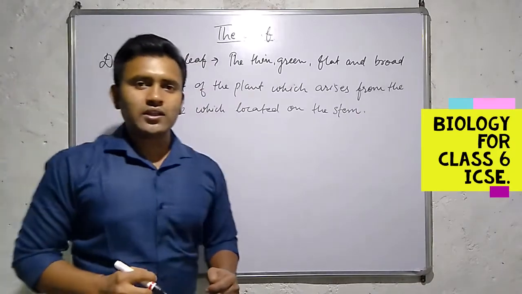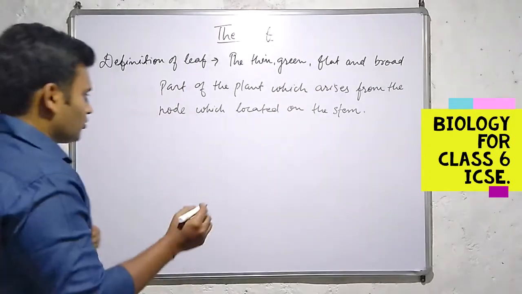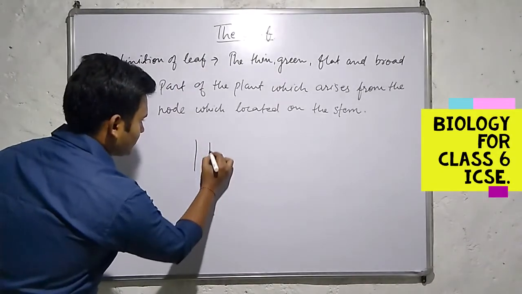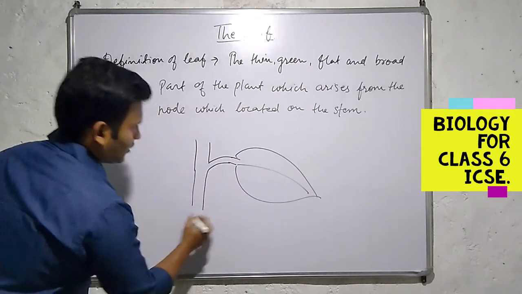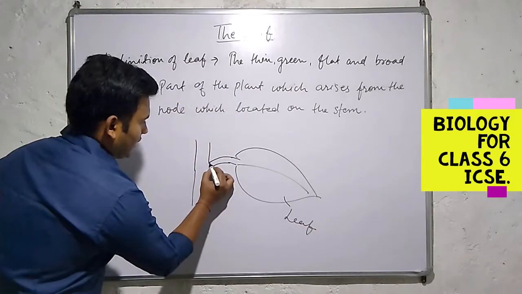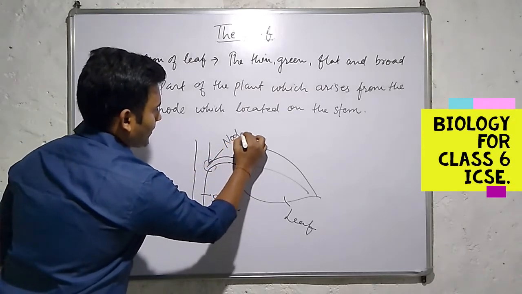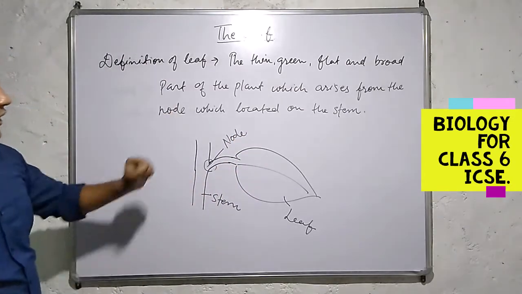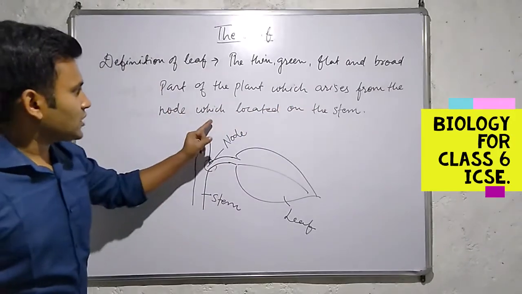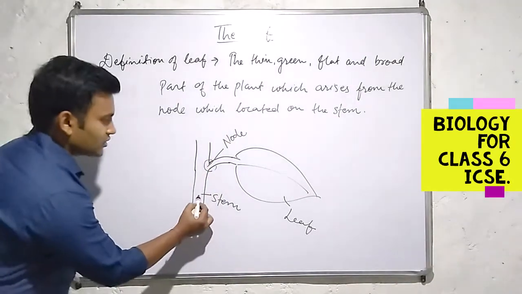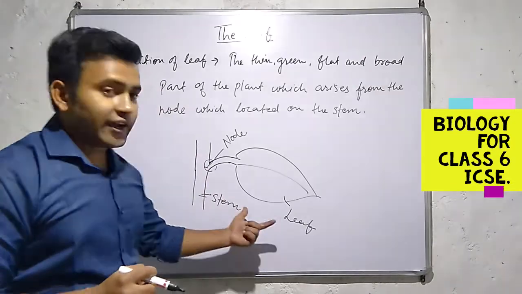So we will try to understand the different word meaning which is used in this definition with a diagram. So I'm going to draw the diagram of a leaf now. So this is a leaf, and this is the stem, and this part is called node, which is located on the stem. So we can say the leaf is the thin, green, flat and broad part of the plant which arises from the node which is located on the stem. So here this is the stem, this is the node, and this is the leaf.